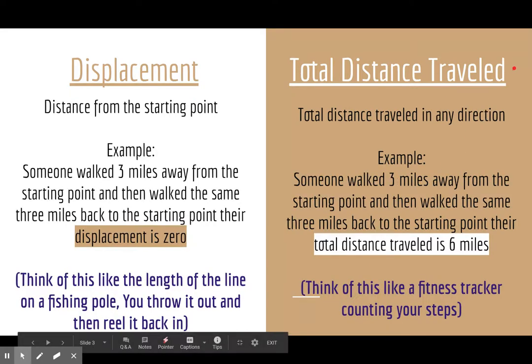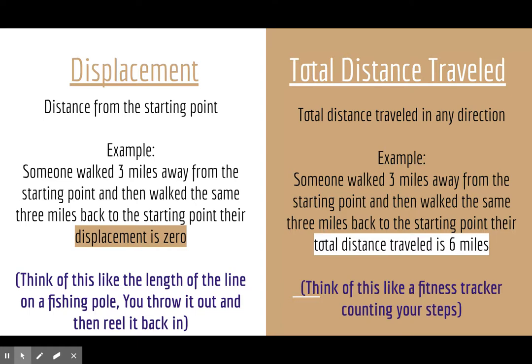Now, let's talk about total distance traveled. Total distance traveled is a little bit different. Total distance traveled is any distance that you travel in any direction. So if we talk about that same example, somebody walked 3 miles away from the starting point and then walked those same 3 miles back to the starting point, their total distance traveled is 6 miles.